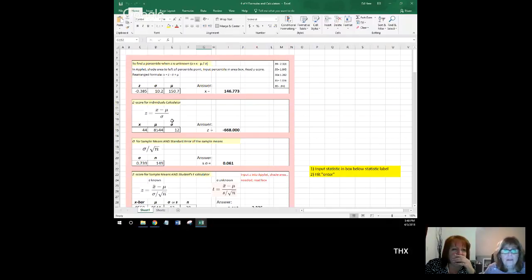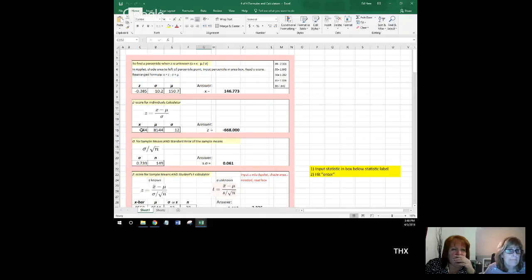On that formula form, that Excel spreadsheet, the second one here, maybe we get a z-score off that first. On that formulas and calculations. Yeah, I have that on my screen. Let's see if that works. The mean is 150.7, the standard deviation is 10.2. The x would be the 157, right? Right. So maybe the z-score is 142.25.